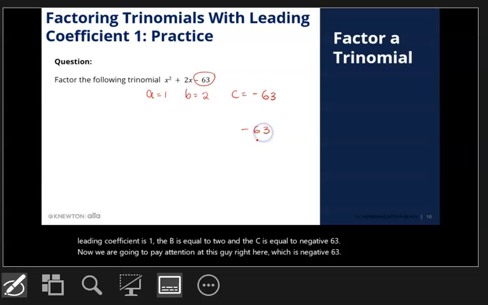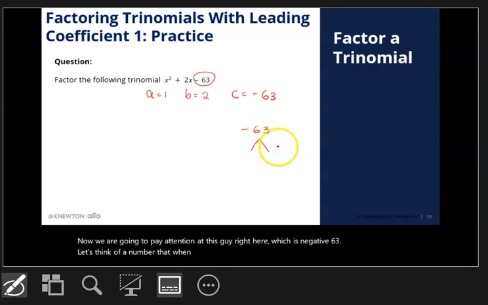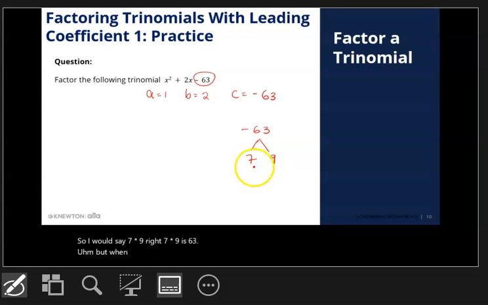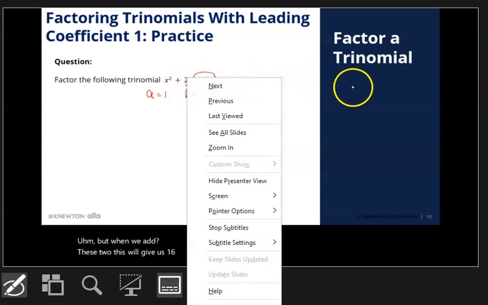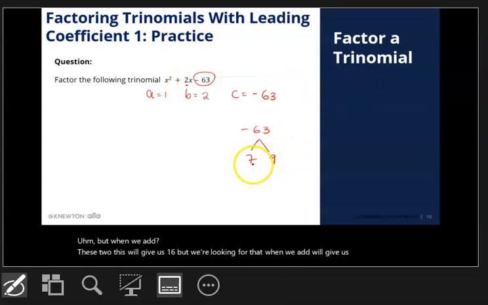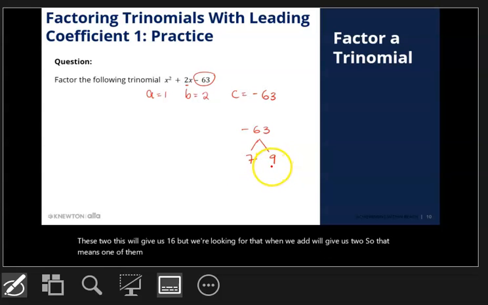Let's think of a number that when we multiply together will give us negative 63. So I would say 7 times 9, right? 7 times 9 is 63. But when we add these, this will give us 16. But we're looking for a sum of 2. So that means one of them must be negative.